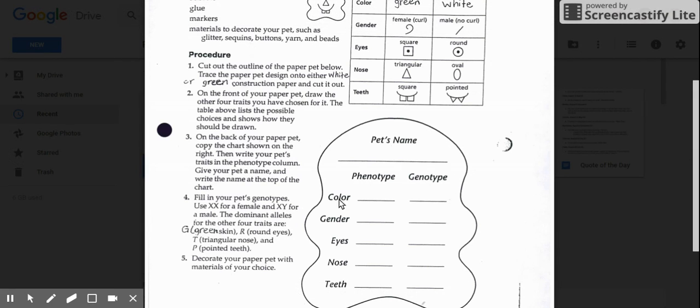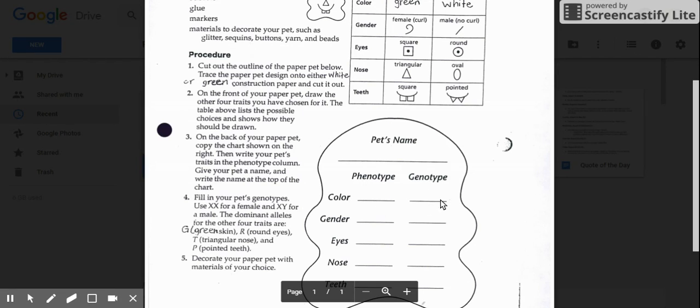The handout for the paper pets will be up front. Determine if you are using a green or a white, because those will be colored green and white on the paper for you. Remember, the phenotype is the physical appearance. So for example, color could either be green or white. Gender will be male or female. Eyes will be square or round. Nose will be triangular or oval. And teeth will either be square or pointed. So the phenotypes are what you can physically see, the physical characteristic.